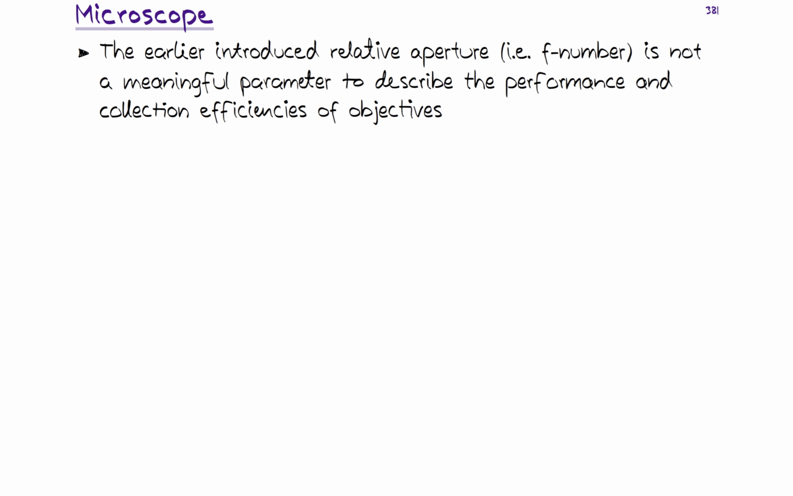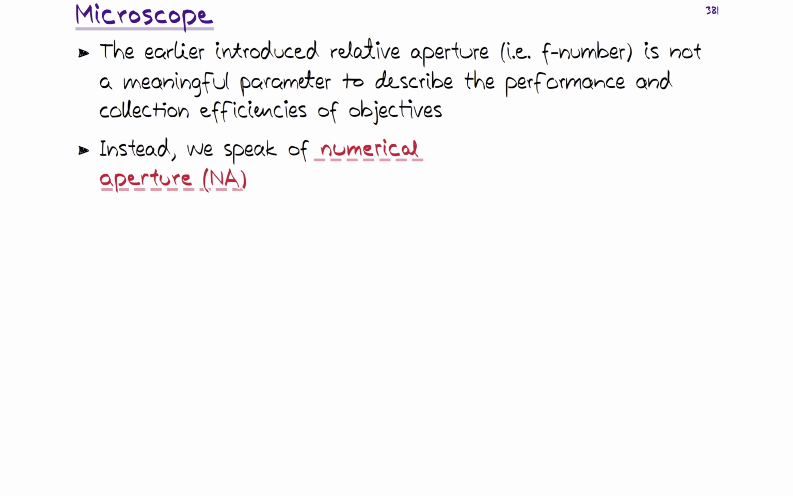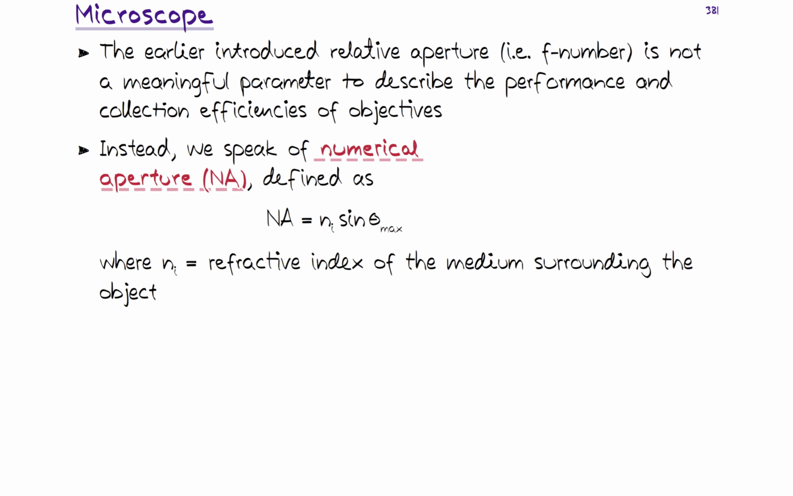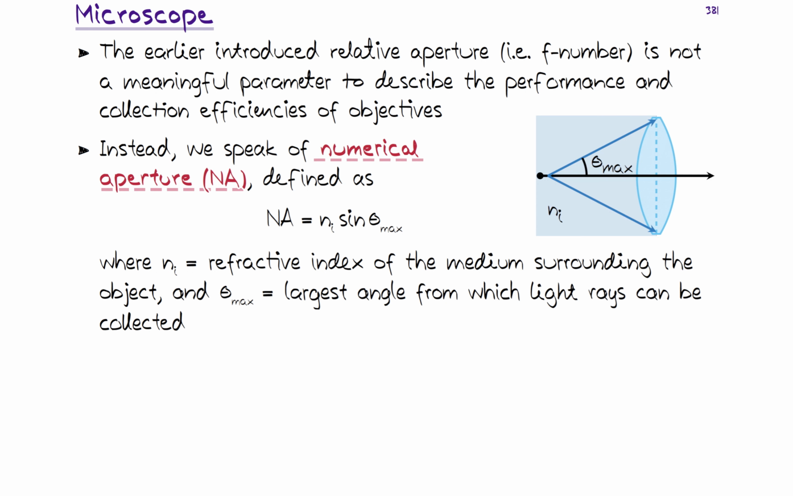So essentially, what is the collection efficiency, and subsequently, what is the numerical aperture, what is the resolution of my objective lens. And instead of relative number, f number, we speak of a numerical aperture, NA. And this numerical aperture is defined such that NA is n_i, the refractive index of the medium between the sample and my objective lens, times sine of theta max. And theta max is the maximum angle out of which I can still collect the rays of light propagating from my sample into the objective lens.